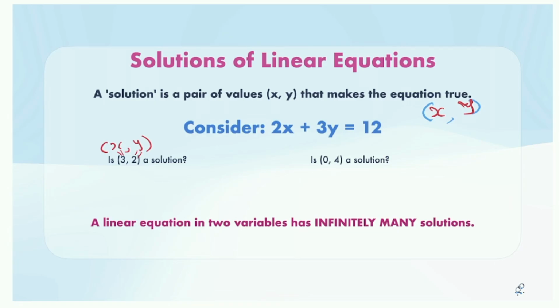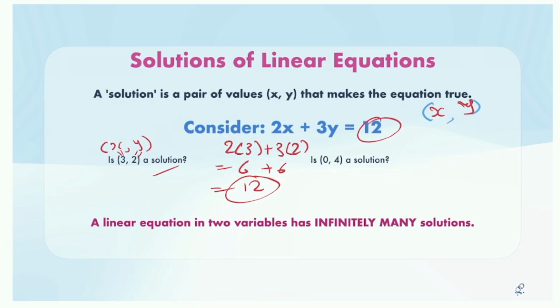Let us check. 2x, that means 2 in brackets, x is 3, so let me write 3. 3y, y is 2 here, so let me write 2. Now what will be the answer? 3 times 2 is 6, plus 2 times 3 is 6, it will be 12, and you can see here I have equal to 12. So yes, these coordinates, this value of x and y, satisfy the equation. So (3, 2) is a solution for this equation, right? Yes, it is a solution.